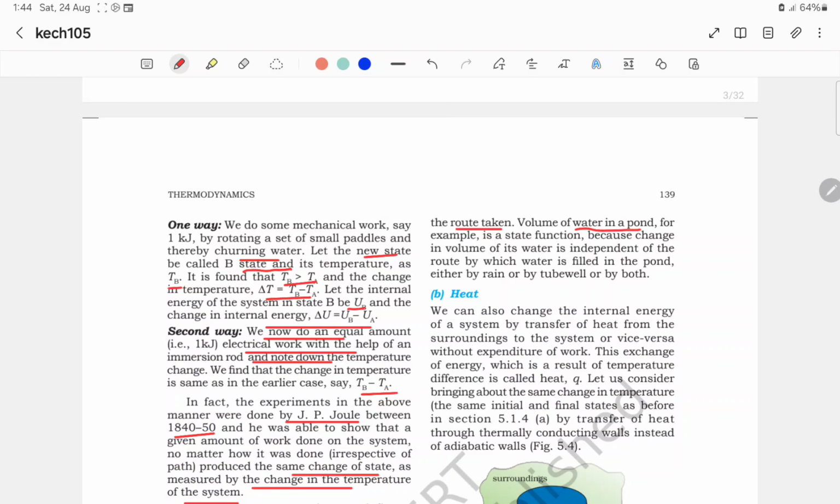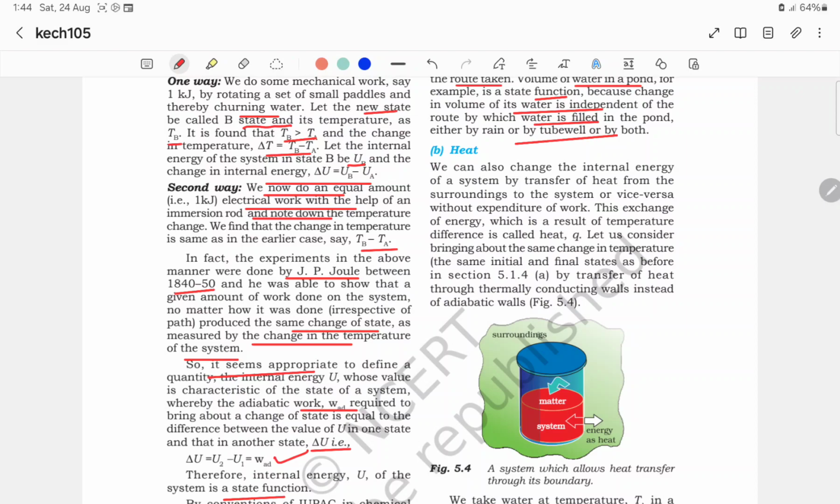Volume of water in a pond, for example, is a state function because the change in volume of its water is independent of the route by which water is filled in the pond, either by rain or by tubewell or by both. Now we can also change the internal energy of the system by transfer of heat from the surroundings to the system or vice versa without expenditure of work. So this exchange of energy, which is a result of the temperature difference, is called heat.